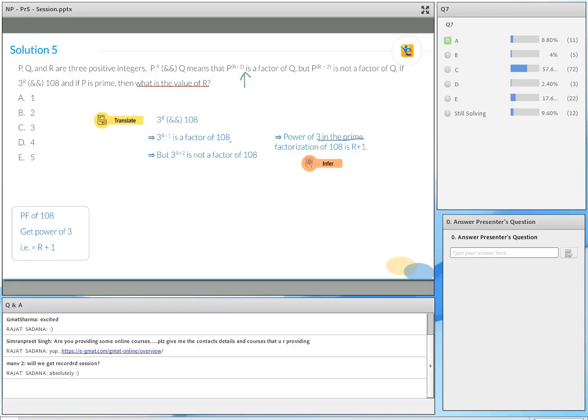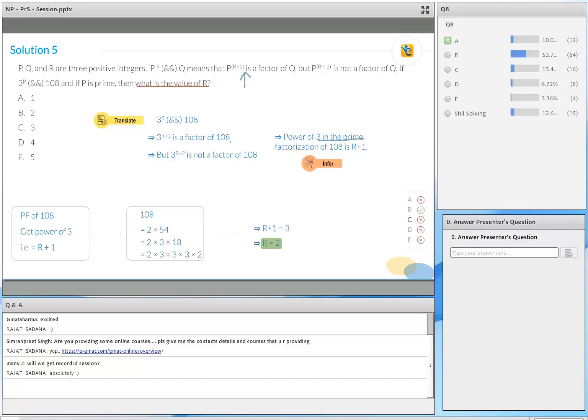This was question number 8. Thank you, Sandeep, for telling me that. Sorry, yes, this is question number 8. All right. So essentially what you have to get is the power of 3 in 108. And that is the answer over here.